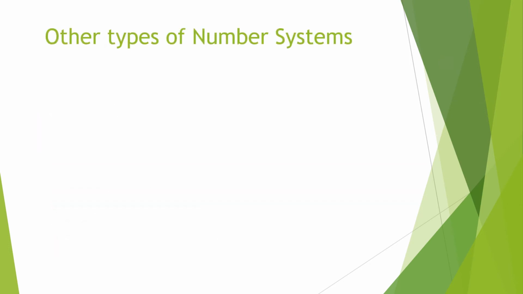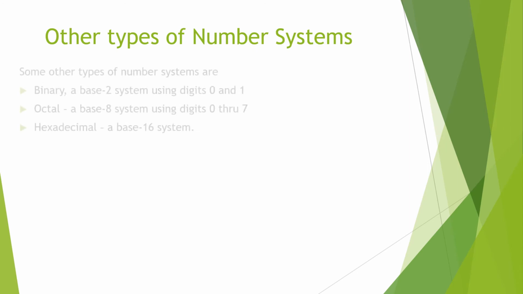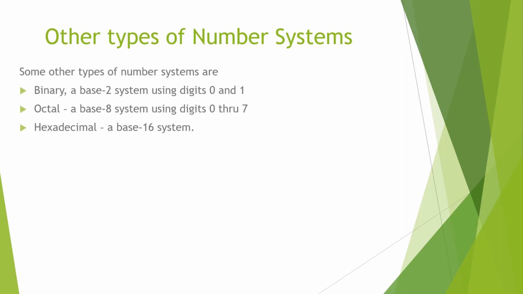Other types of number systems are binary, a base 2 number system, and it uses just 2 digits, 0 and 1. The octal number system, a base 8 system, and the hexadecimal system, a base 16 number system.